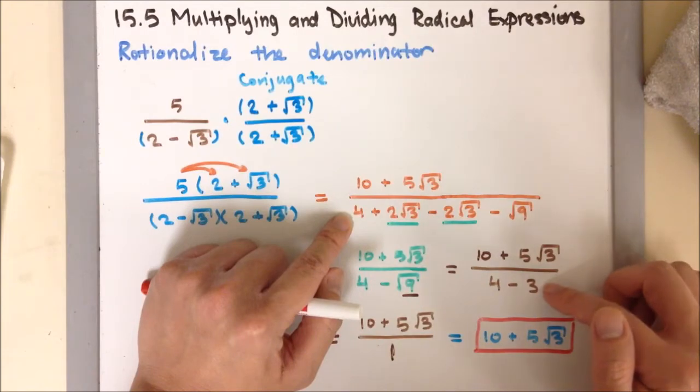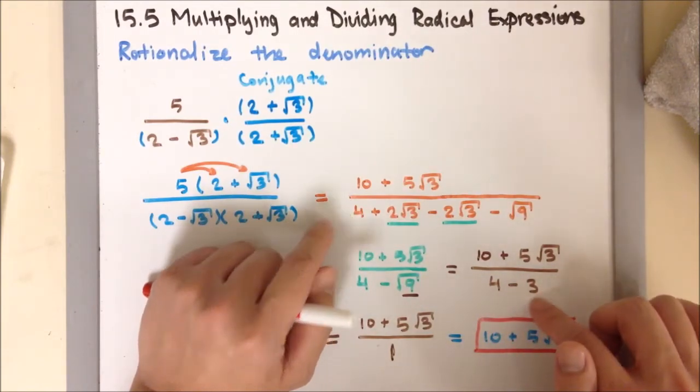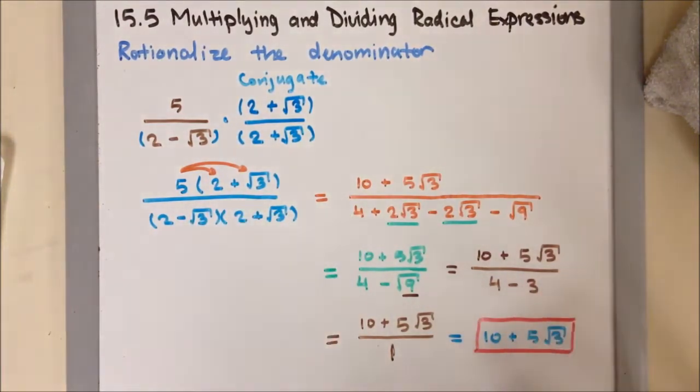Now you can actually combine like terms. So in this example, we combine 4 minus 3, which equals 1. And then from there, you should be able to simplify if you can. In this case, we did, and got 10 plus 5 square root of 3.